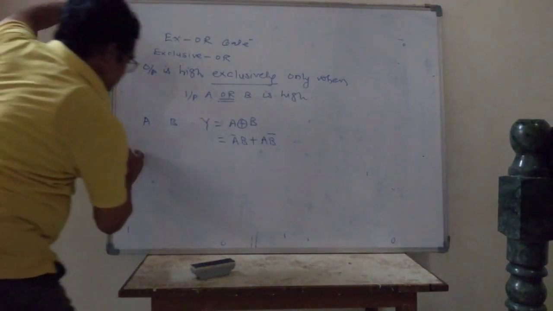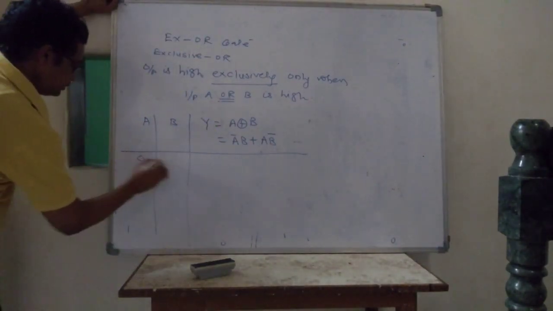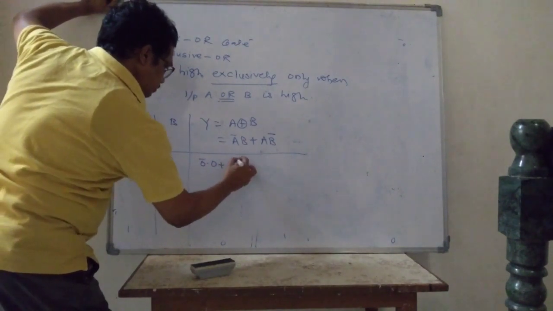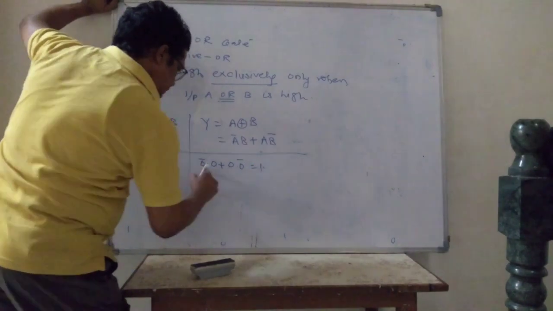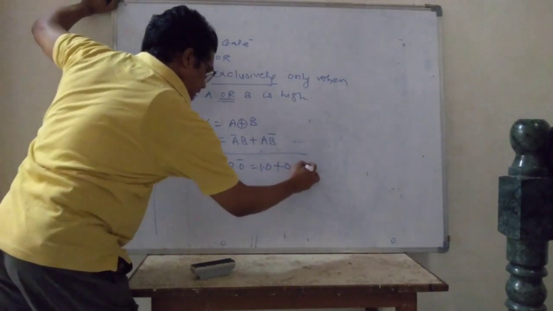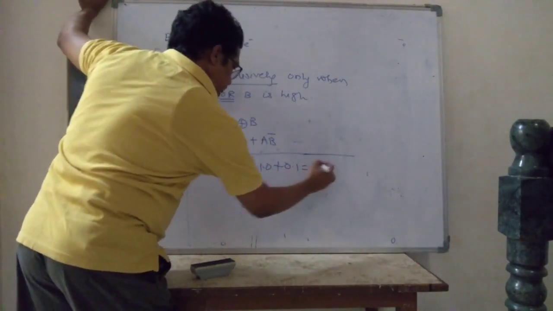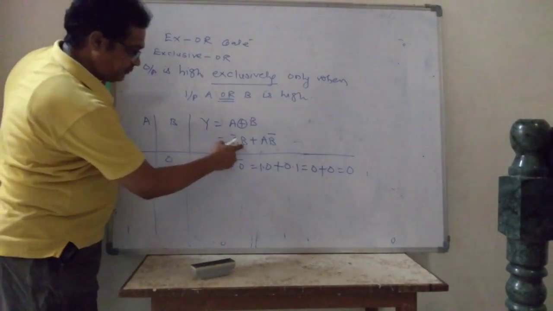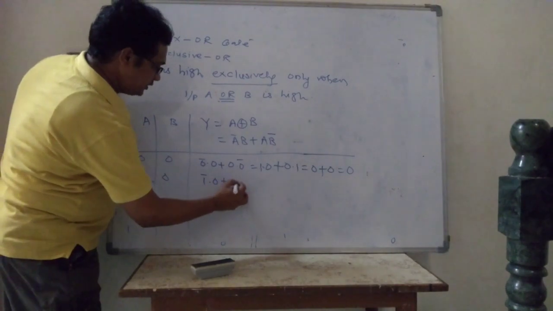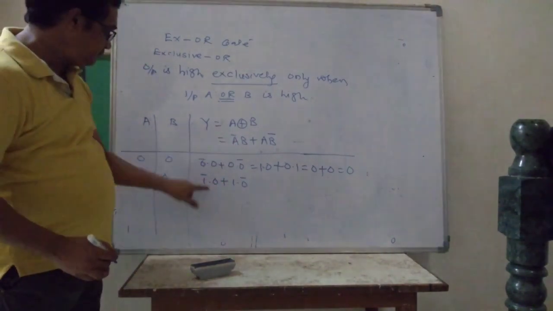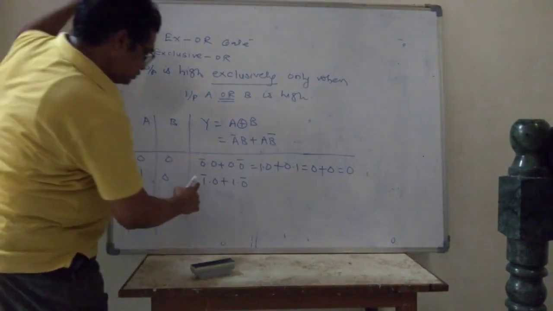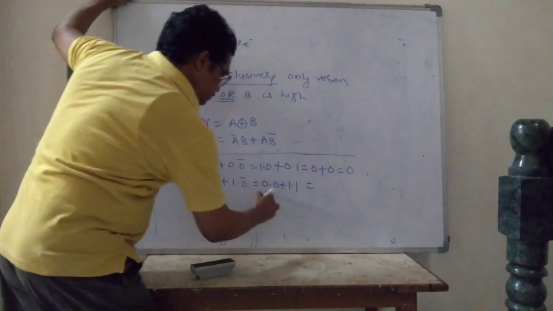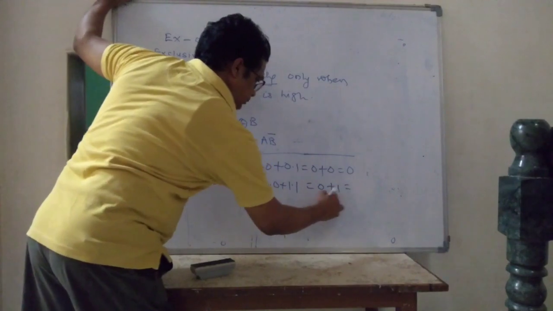Zero, zero. I am putting here 0, 0, 0. 0 bar dot 0 plus 0 dot 0 bar: 0 bar is 1, so 1 dot 0 plus 0 dot 1. 1 dot 0 is 0, plus 0 dot 1 is 0. Now A is 1, B is 0: 1 bar dot 0 plus 1 dot 0 bar. 1 bar is 0, so 0 dot 0 is 0, plus 1 dot 1 is 1, and 0 plus 1 is 1.